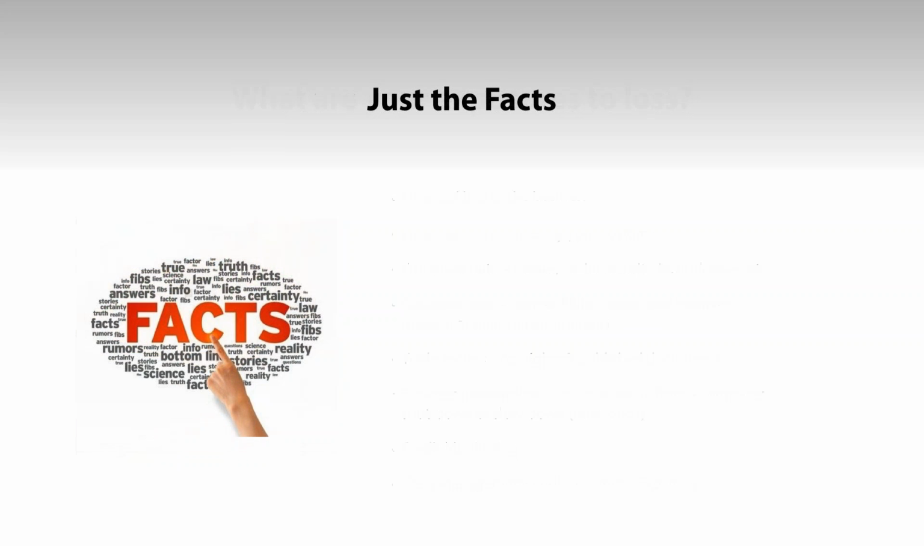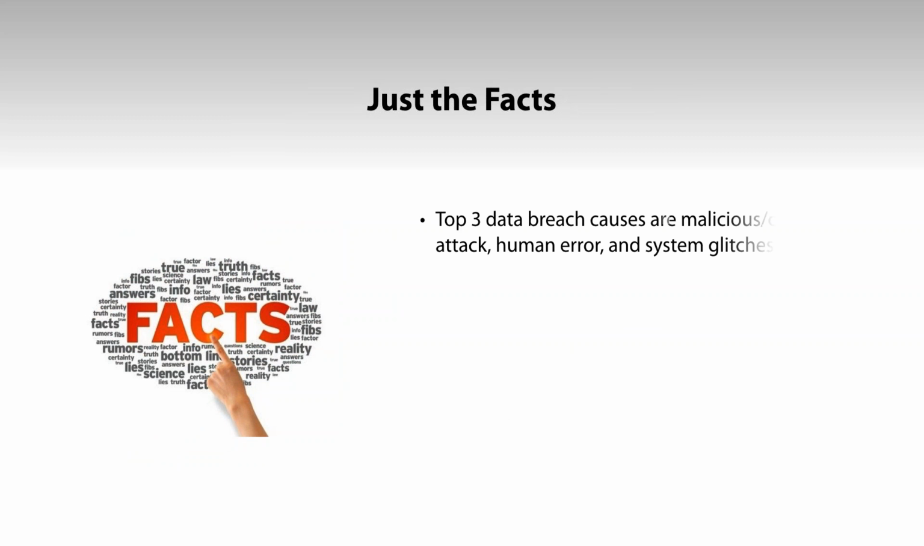So a couple quick facts for everybody this afternoon. The top 3 data breach causes are typically malicious criminal attack, human error, and then system glitches. What's a system glitch? A hiccup, something goes down, computer crashes, or maybe a firewall that stops working in some way. They're able to sneak in through the back door.